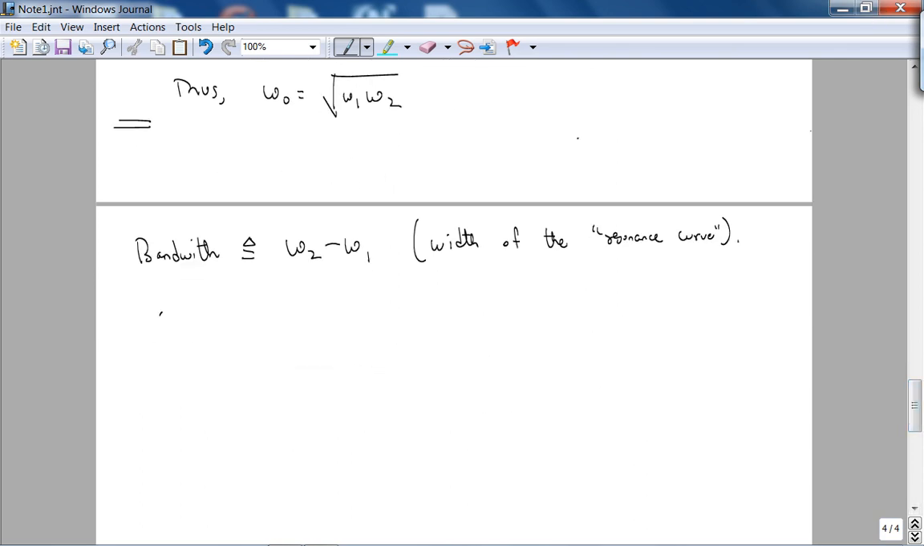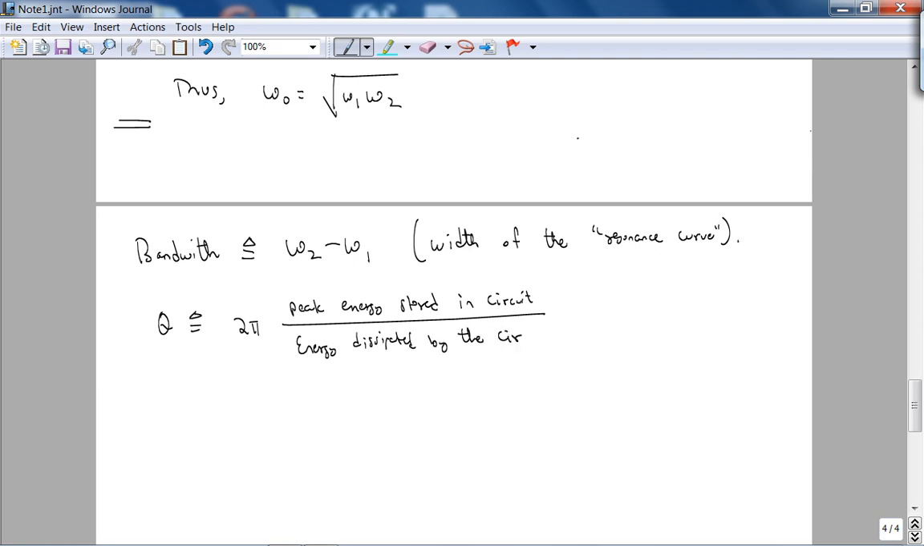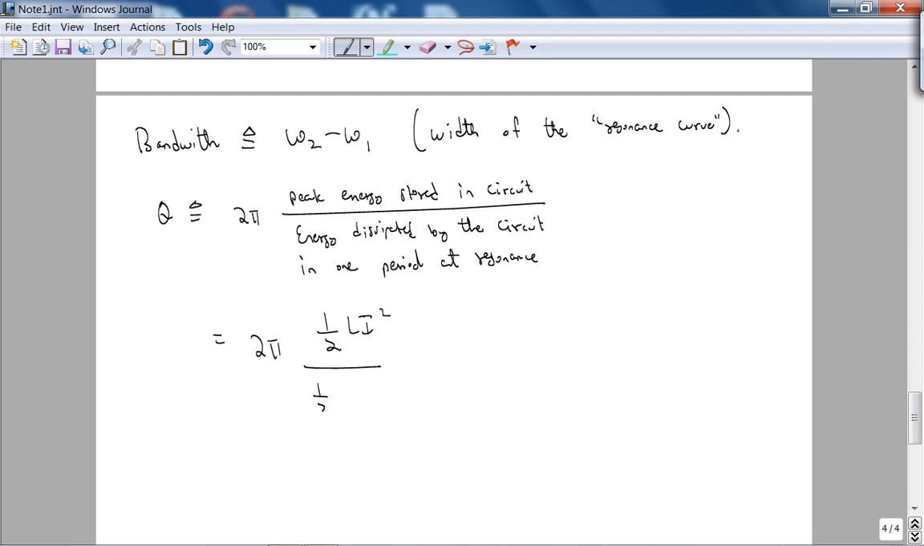And then the Q, which is defined as 2 pi times peak energy stored in circuit divided by energy dissipated by the circuit in one period at resonance. So the peak energy stored in the circuit, if you use the energy associated with the inductor, it's 1/2 L I squared. The energy dissipated by the circuit in one period, it's 1/2 I squared times R, but it's one period, so it's 1/f₀.